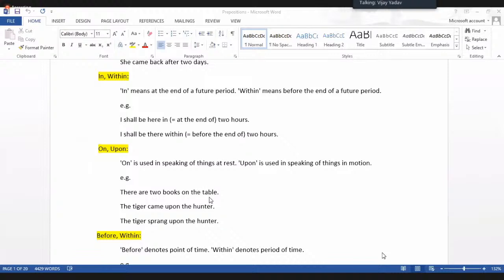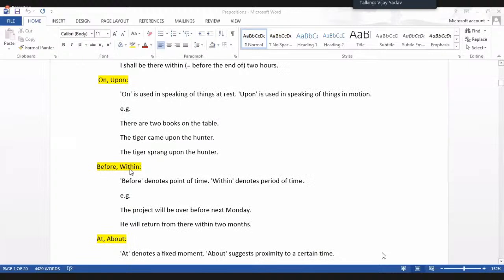You can also say there is a picture on the wall. There is a ticket on the envelope. Sorry, there is a fan on the ceiling. There is a fan on the ceiling, that you can see.